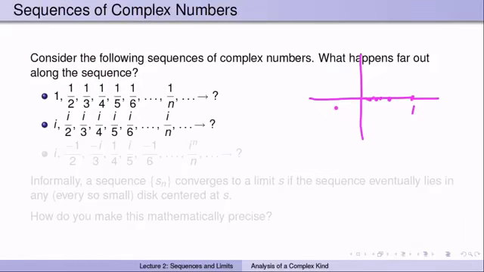Let's look at another example. i over 2, i over 3, i over 4, and so forth. Where are those numbers? Well, i is over here, i over 2 is here, i over 3, i over 4, i over 5. So these points are going to go on the imaginary axis, but again, they seem to be getting awfully close to the origin as we go further and further to the right along the sequence.